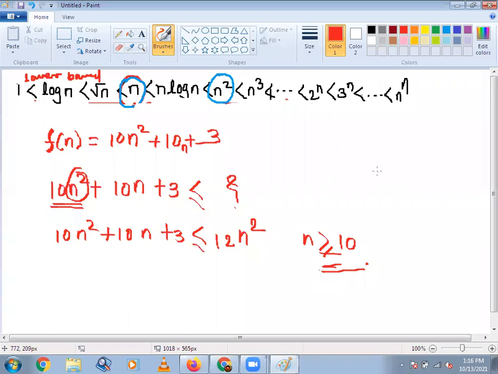Suppose here the constant we have taken is 12 and n is greater than or equal to 10. Then check whether it satisfies this equation or not. Yes, sir. It satisfies the equation for 10. Okay. So in this example, this is f of n.